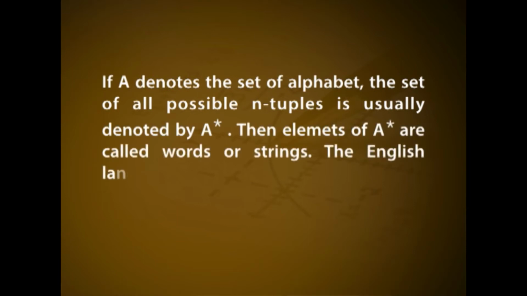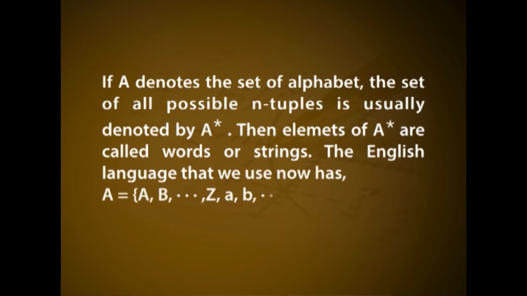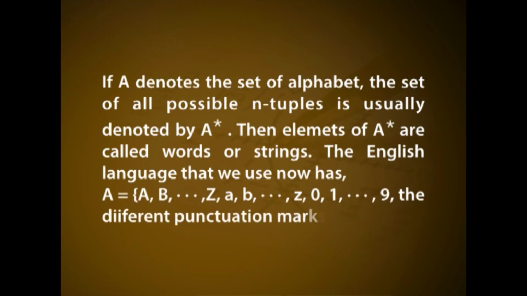The English language that we use now has A equal to the set of all uppercase letters A to Z, lowercase letters a to z, digits from 0 to 9 and the different punctuation marks. Any English book will clearly be a subset of A star. It is true that all the strings need not be meaningful. It is of course a grammar that makes meaningful strings for our need.